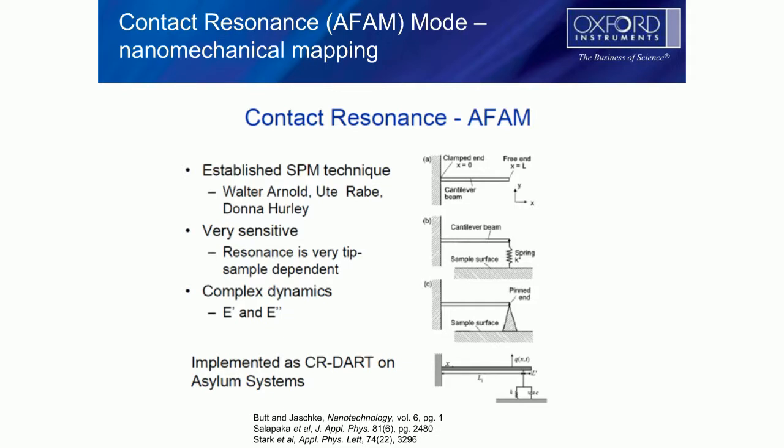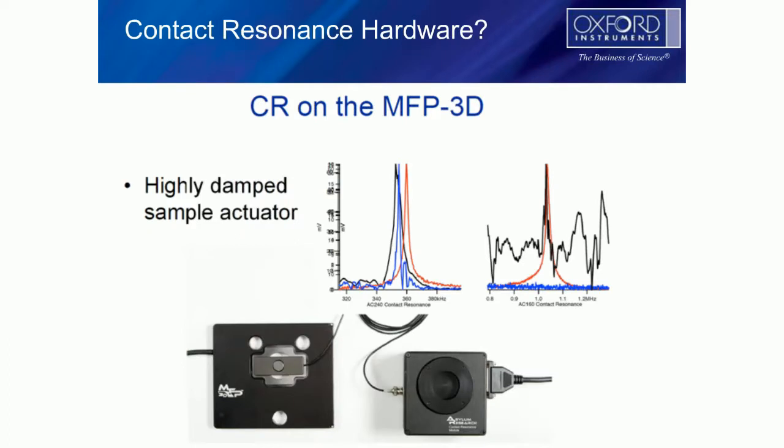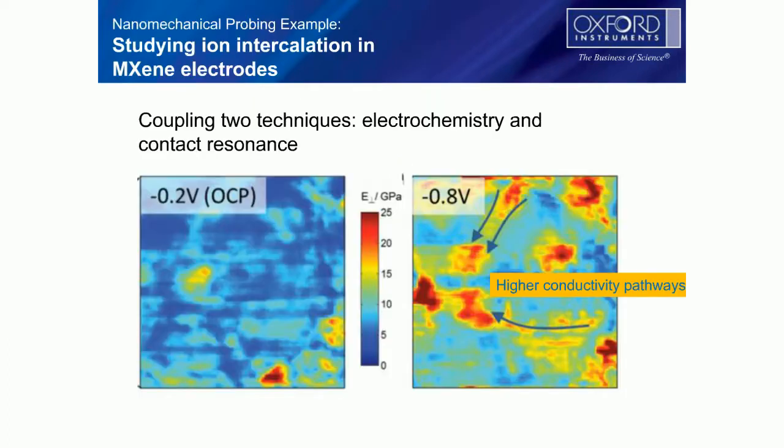You can look at, basically, in this case, stiffness. You can also get some loss information. Right? And so this work that was done, this is just an example. This is our little device showing the resonance.